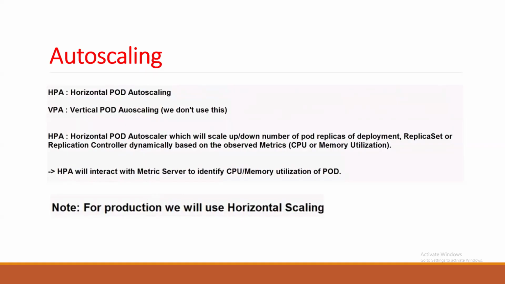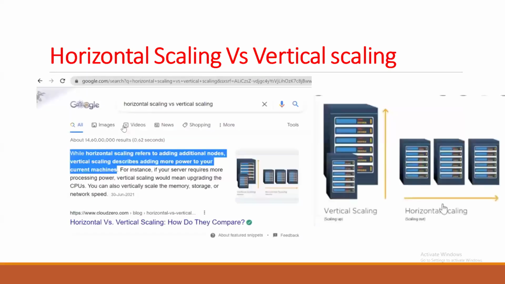The Horizontal Pod Autoscaler will scale up and scale down the number of pod replicas of a deployment, replica set or replication controller dynamically based on the observed metrics, CPU and memory utilization. HPA will interact with the metrics server to identify the CPU and memory utilization of the pod. So for production, we will use horizontal scaling.